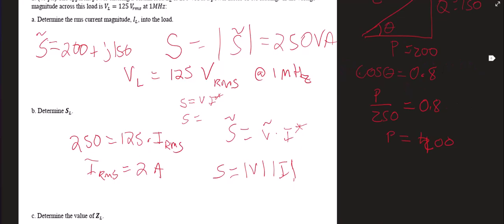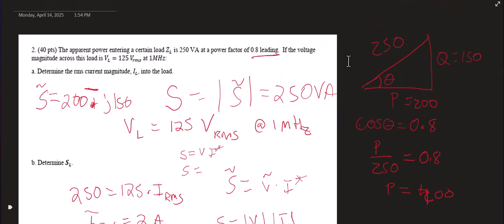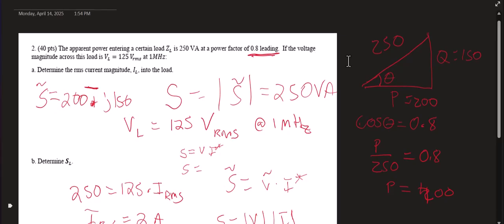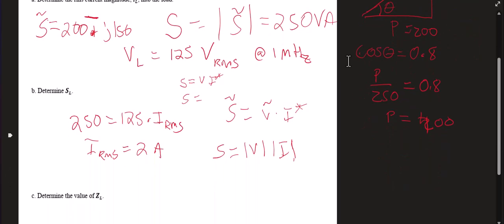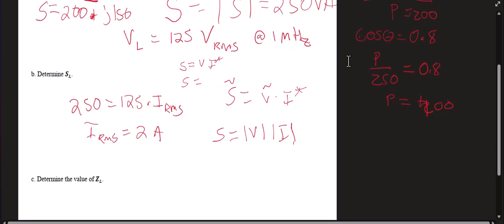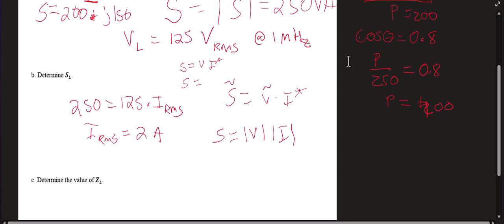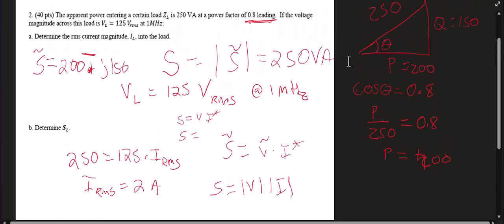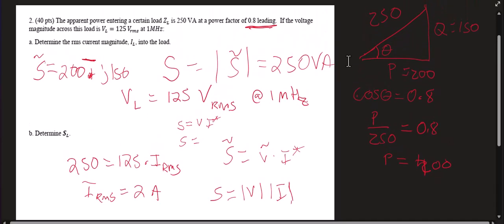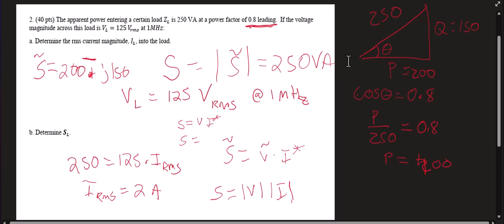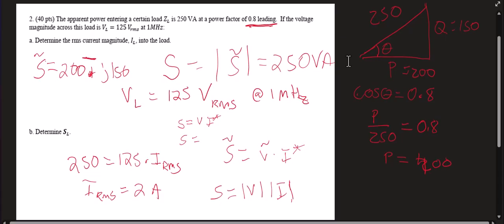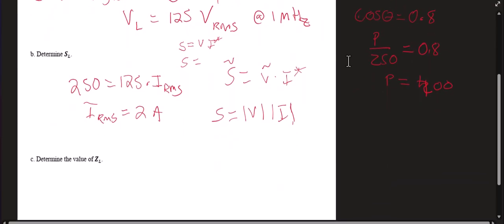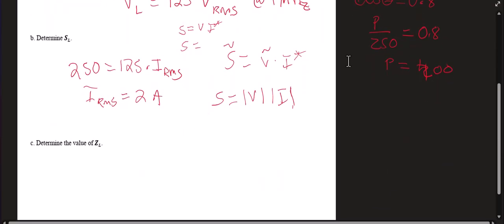Okay, all right. So this should have been a minus, and does everybody understand how we knew that? Because it said leading. So that part we don't know. All right. Now it says determine S. Did we already determine S through the load? Yeah, you did that one. That is the complex power. Okay, so that was the first thing. Now determine the value of Z load.